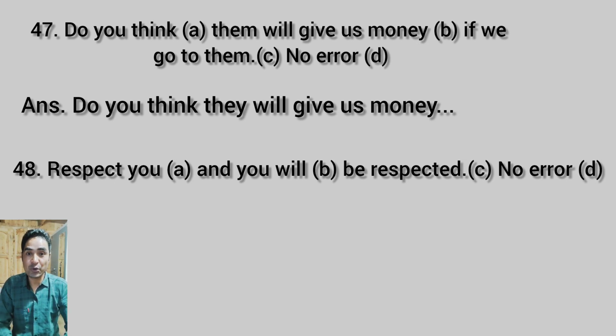For example, do you think he will give us money? Do you think they will help us? Do you think she will provide me money? Whatever you want to say. If you are confused over here, what is the object of the verb "think"? Here the entire clause is the object of this verb. "Do you think" is okay. "They will give us money" is the object of the verb "think".